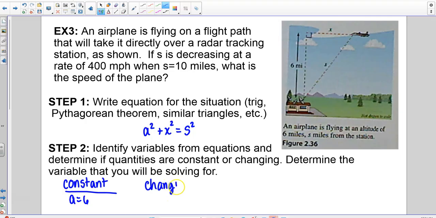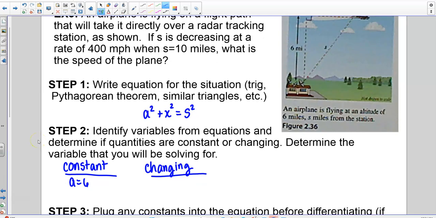What is changing? Well, actually, there's one more thing that's constant. What else is constant? It's a rate, ds dt. And so ds dt is decreasing at a rate of 400 miles per hour. So we need negative 400 miles per hour. So a is constant. What about x and s? Are they constant or are they changing? Both of those are changing. As the plane moves this direction, the x changes and s also changes. So x and s are both changing.